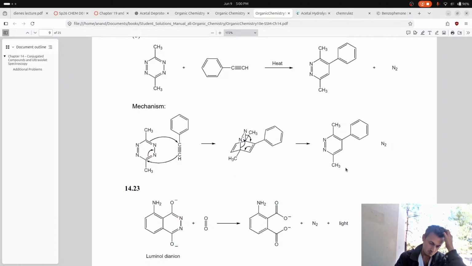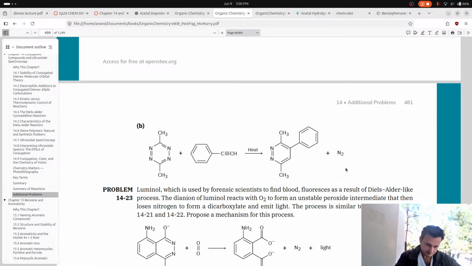Okay. I'm gonna draw that one. Okay. So we have N CH3. N double, oh no, single bond. N double bond C, CH3. N double bond N. Okay, then we're getting this acetylene thing. There, this phenyl, phenylethyne.